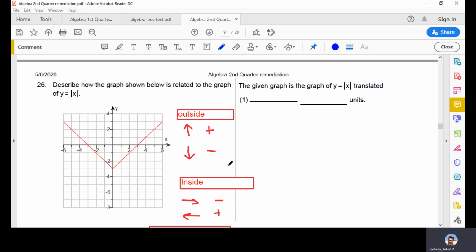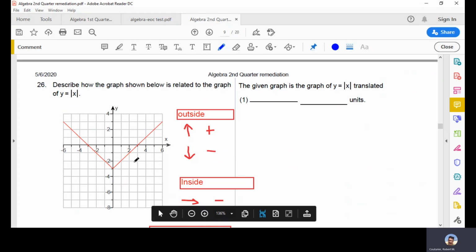Parent functions always start at the origin. And then whenever they move up, down, left, right, or flip upside down, it all depends on the numbers that are either being multiplied, added, or subtracted to these particular equations. The easiest thing that we noticed first is an upward or downward movement from being centered at the origin. So this would be outside of the function, like y equals the absolute value of x. Absolute values are V-shaped graphs centered at the origin.